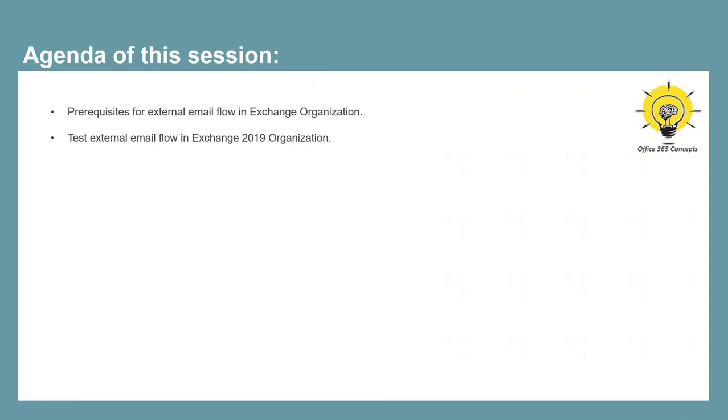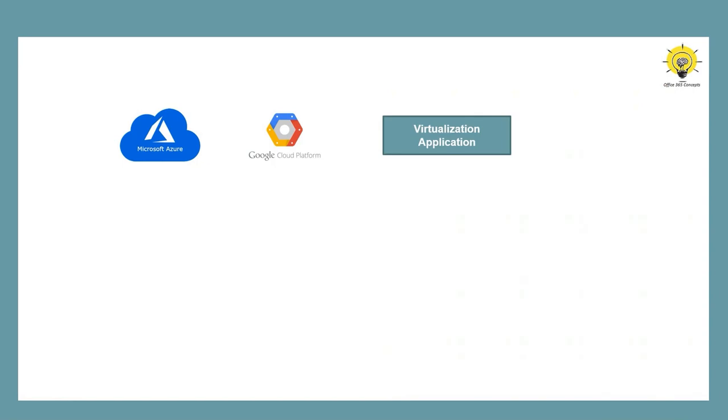Before we start today's session, I would like to discuss a couple of important things that you should consider if you want to set up a fully functional Exchange organization. There are multiple platforms where you can create virtual machines and host Exchange Server. You can use Azure, you can use Google Cloud Platform, or if you have your own machine with a good configuration, you can install virtualization software, for example, Hyper-V or VMware, and host your VMs there.